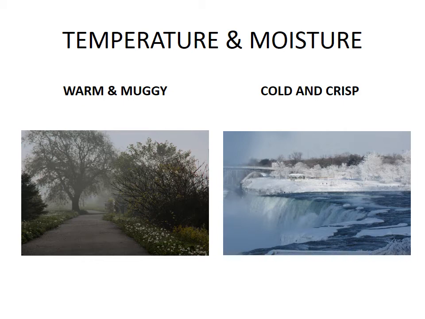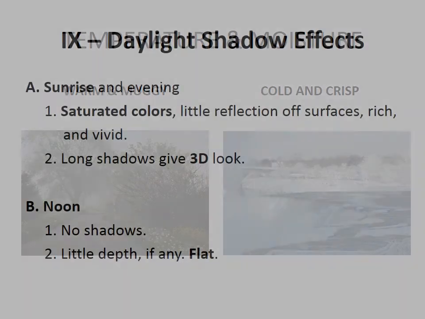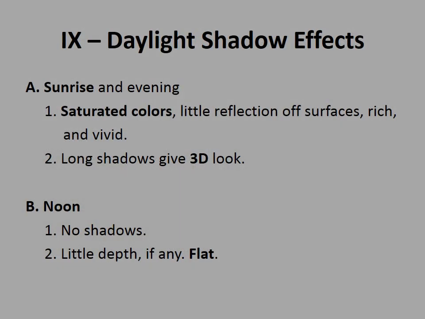Daylight shadow effects. Sunrise and evening always give a third-dimensional look to the picture because of long shadows and the saturated colors due to little reflection off surfaces. Noon, there are no shadows, little depth of field if any, flat, and generally speaking not as vivid because of the reflections of the hard light.